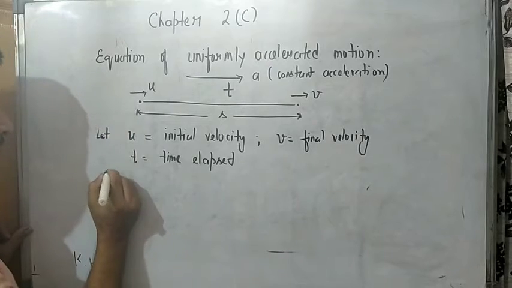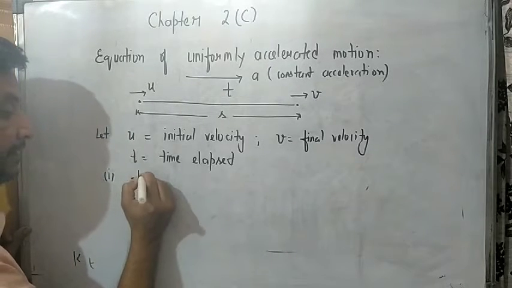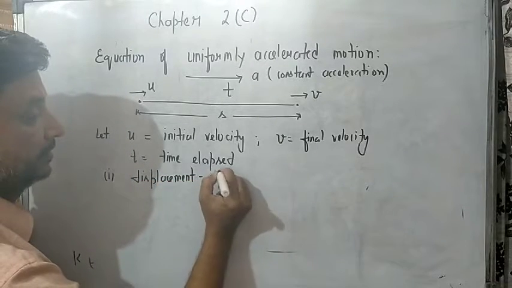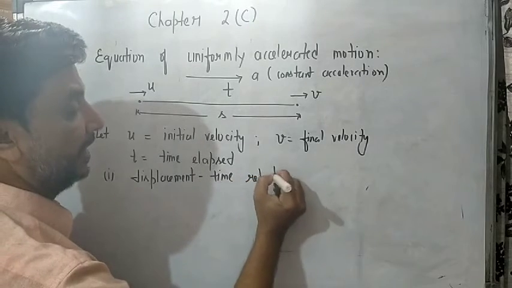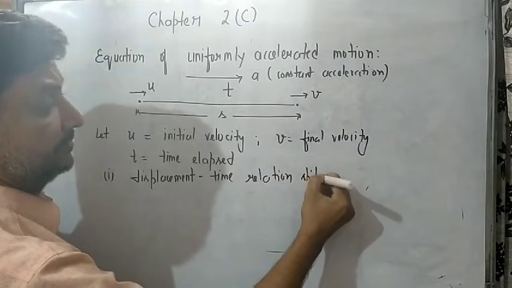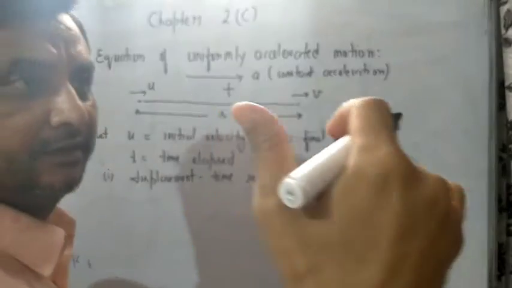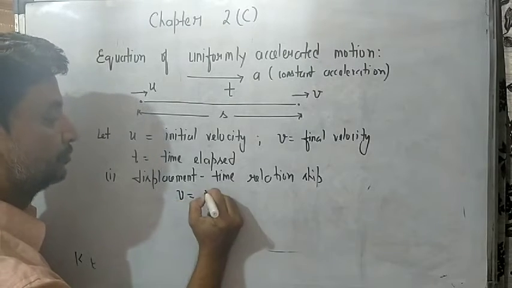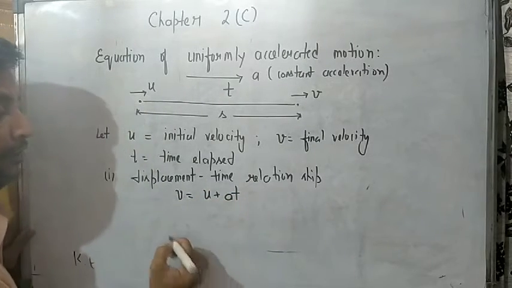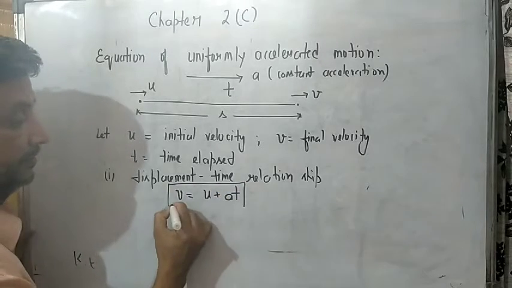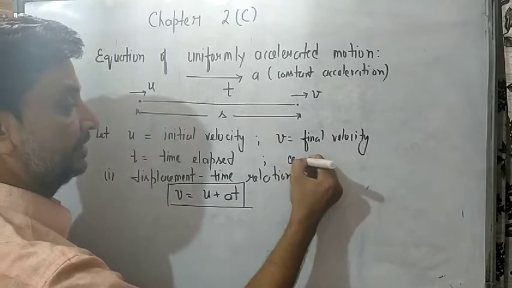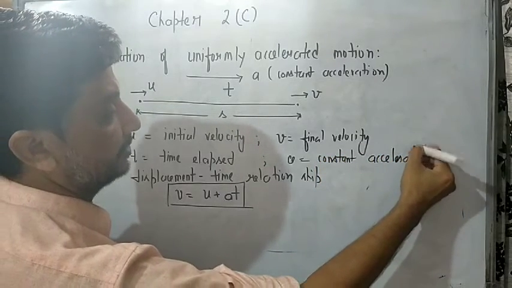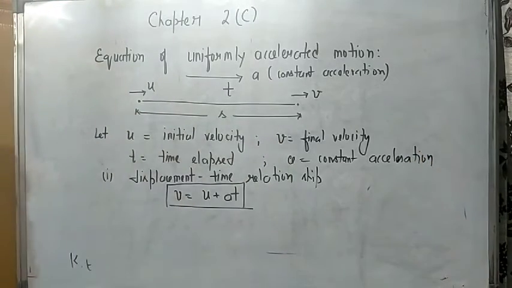Okay, now the first equation. As the derivation is out of syllabus, leave it. Just memorize: v is equal to u plus at. This is the first equation. And you know all these things. a is constant acceleration. Pause the video and note it down if you want to.